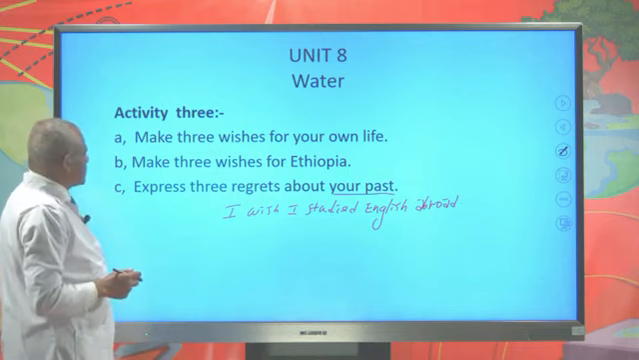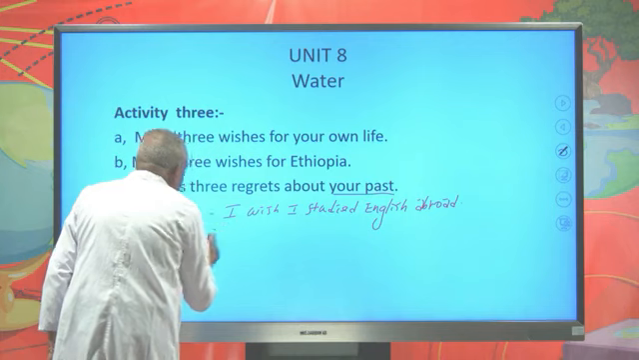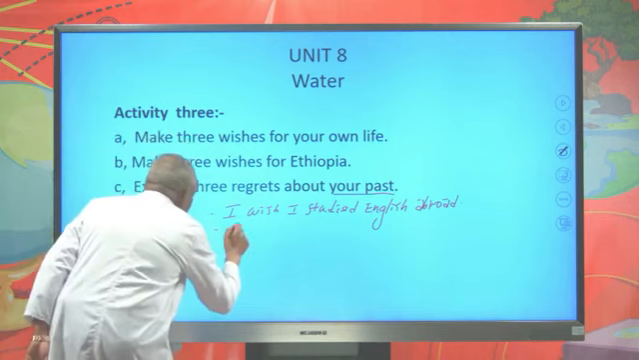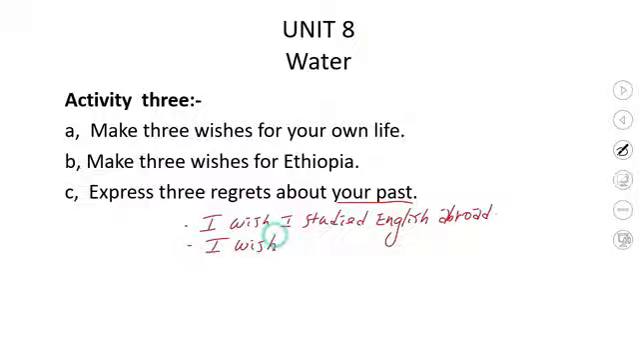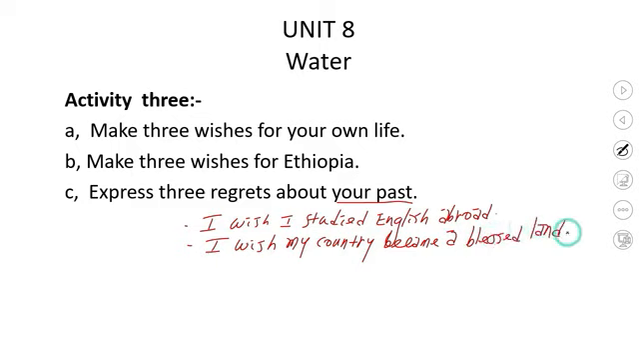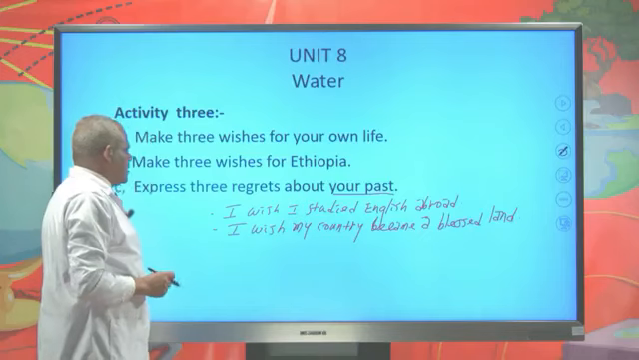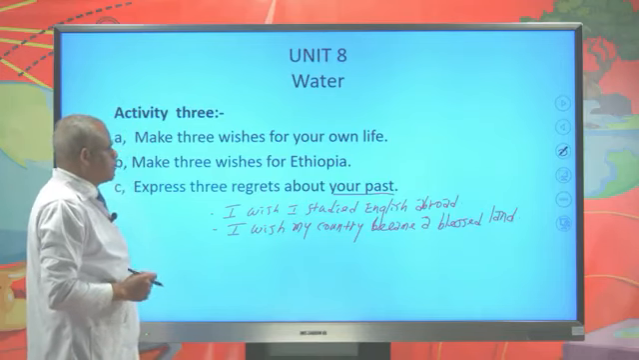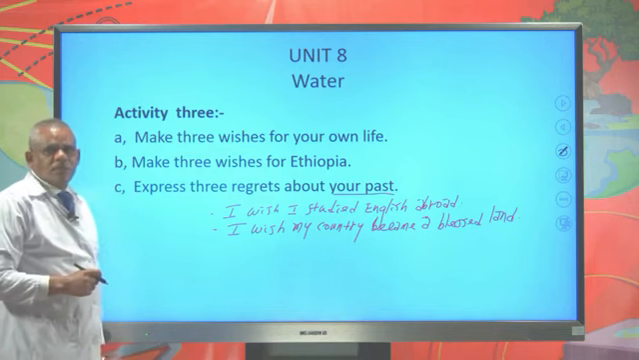Similarly, make 3 wishes for Ethiopia. Okay? I wish my country became, right, a blessed land. This is my wish to my country, Ethiopia. I wish my country became a blessed land. This is my wish.